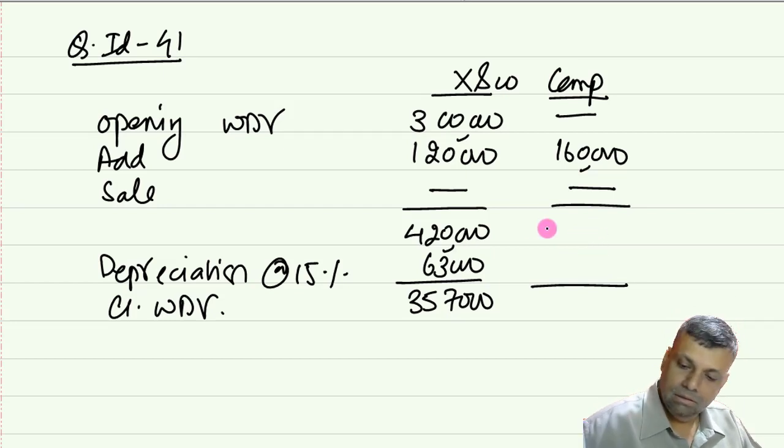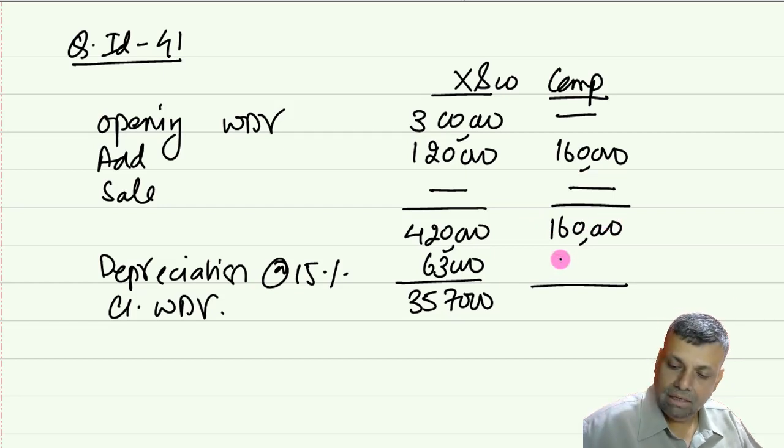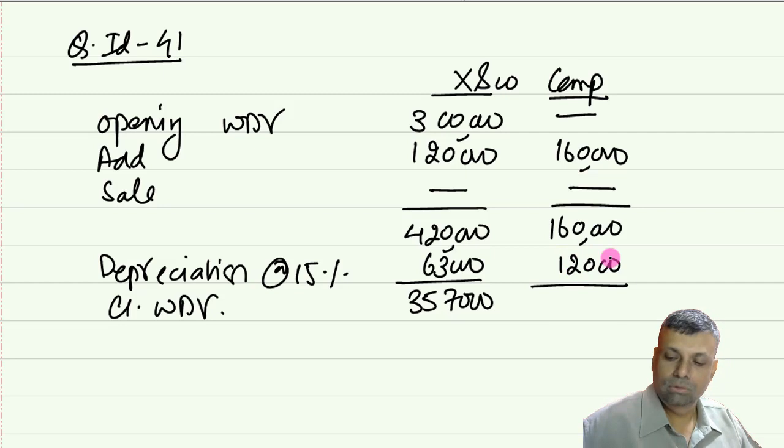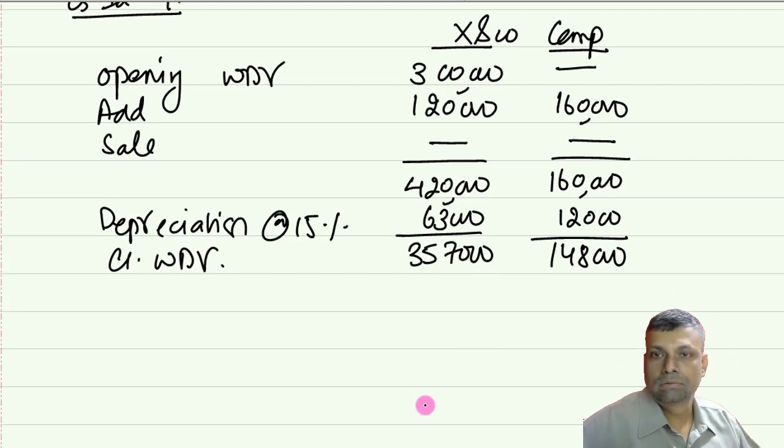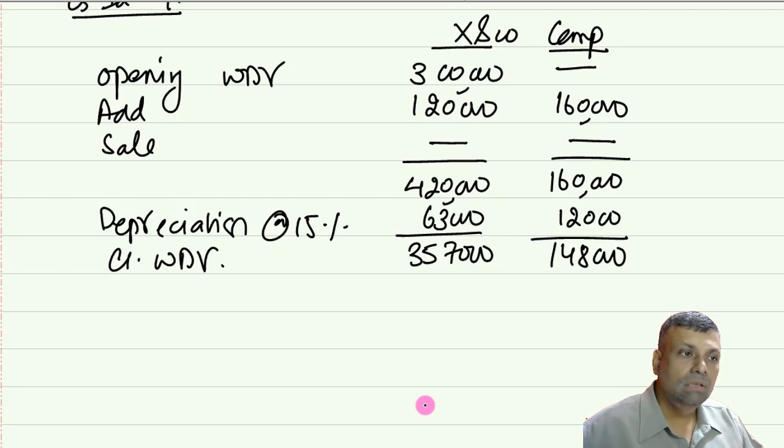This is 1,60,000. So 15% and half the rate. So that is going to be 12,000. And this is your 1,48,000. Is that okay?